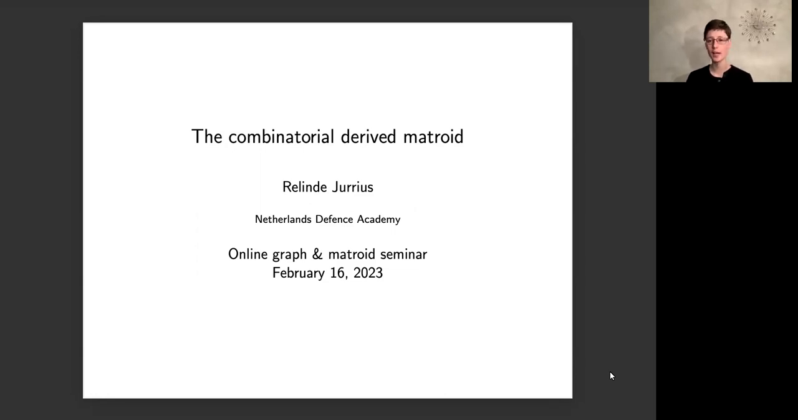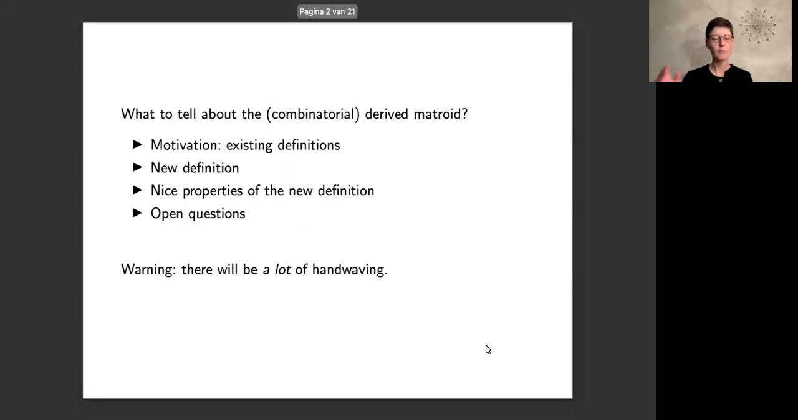So I'm happy to talk to you today about a construction of a derived Matroid, the combinatorial derived Matroid. What I'm going to tell about that is, I will mainly focus on the first two parts that you see here on the list, and I will warn you that there will be a lot of hand waving. I will try to focus on the motivation for why we study this object and some of the definitions where we encountered it before.